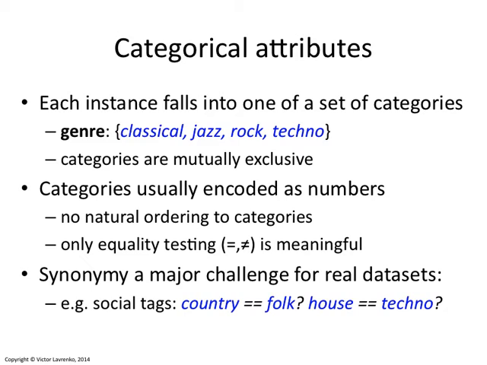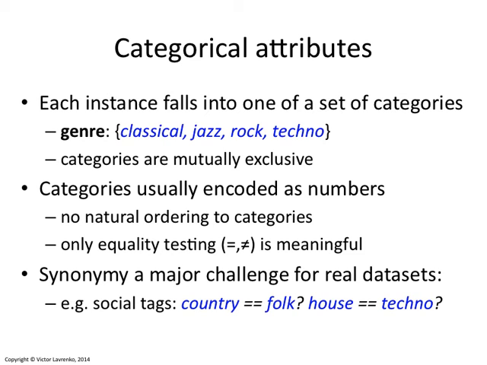So one of the big gotchas in categorical attributes is, once you start dealing with data sets on a massive scale, synonymy becomes a really big issue. So, for example, social tags, that's one example of categorical attributes. But if you don't control the tagging process, then different people are going to tag similar pieces of music with different tags. Right? So somebody might have thought that this is a country music piece, and another person might call it a folk music piece.